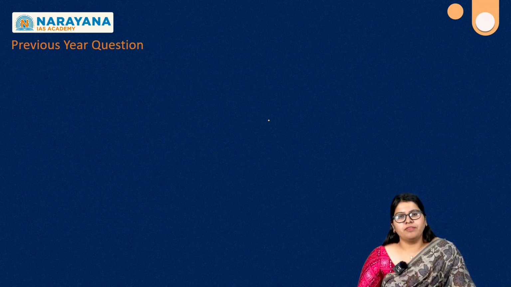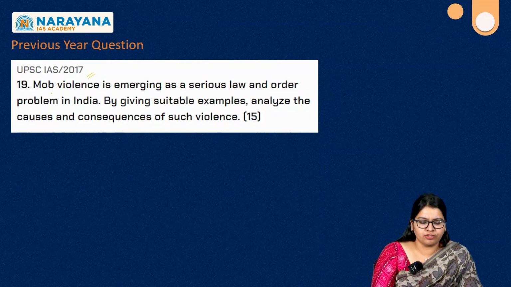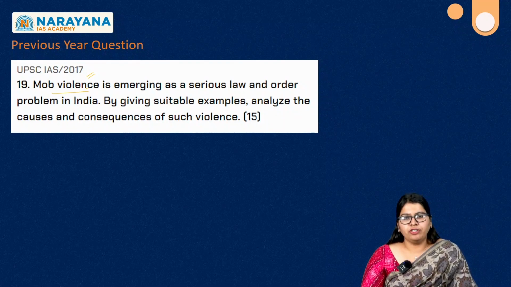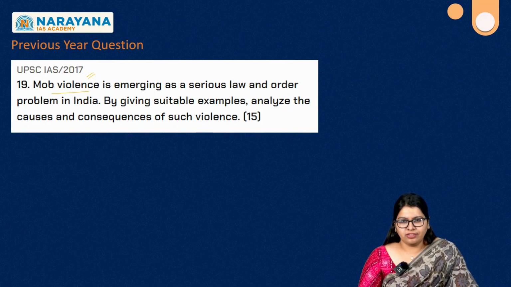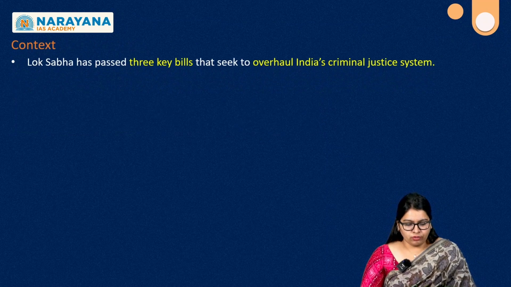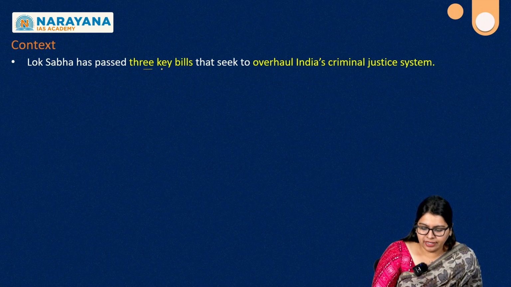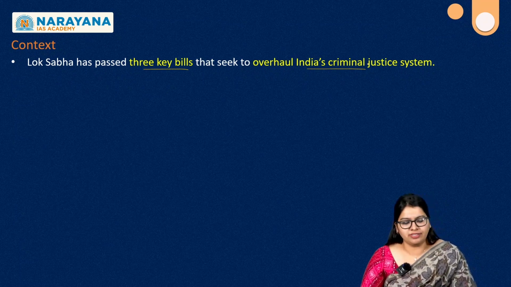Moving ahead, we have a previous year question. In 2017, there was a mains question asked on mob violence. This particular news becomes important because one of the bills that was actually passed in the Lok Sabha, that is the Bharatiya Nyaya Sanhita bill, actually has provisions of mob lynching. So thereby, mob violence becomes an important topic of discussion. Moving ahead, let's look into the news. The Lok Sabha has recently passed three bills that seek to overhaul India's criminal justice system.